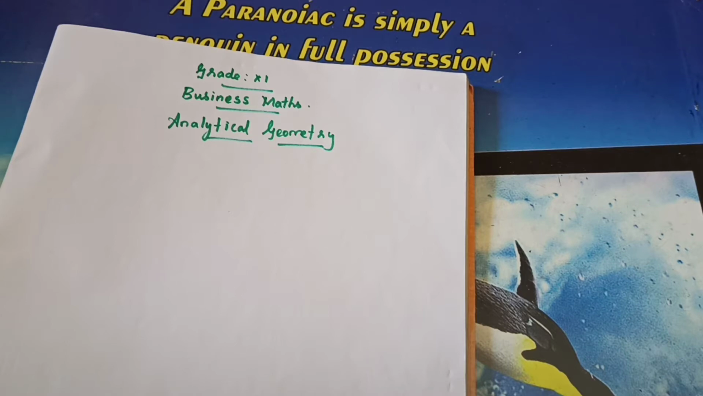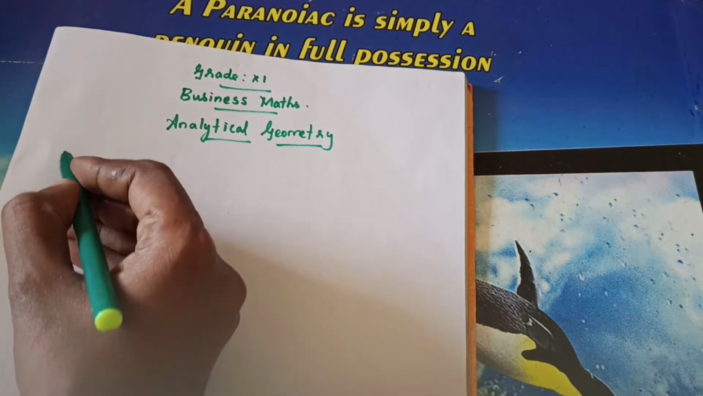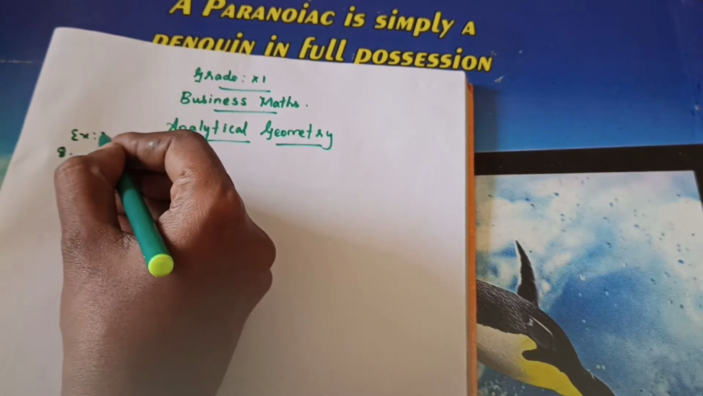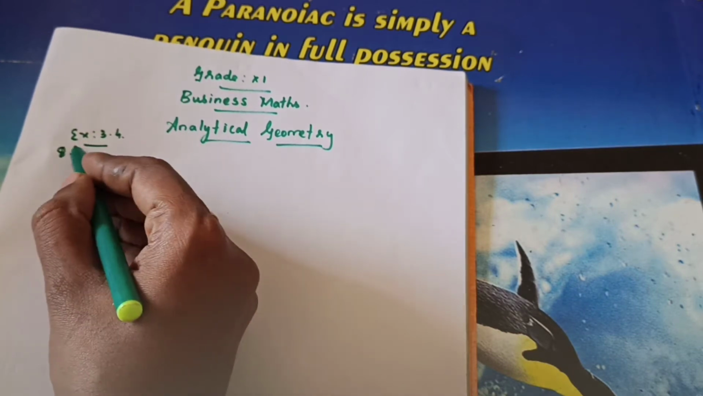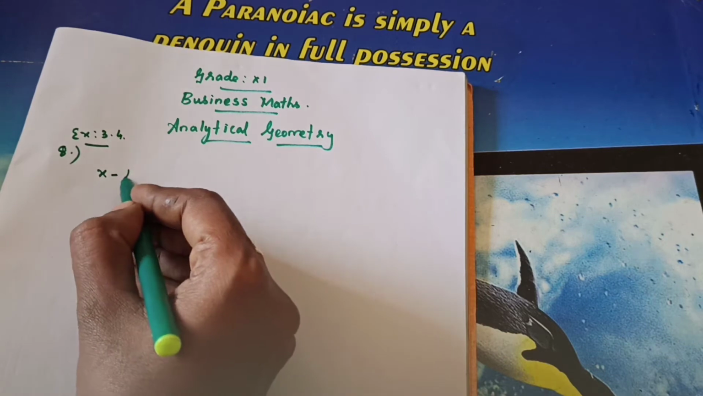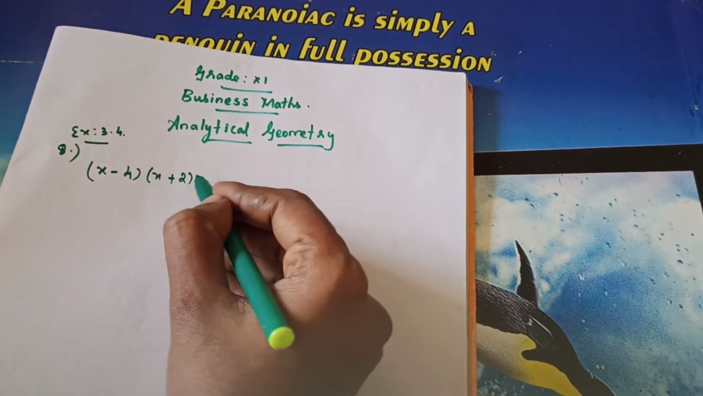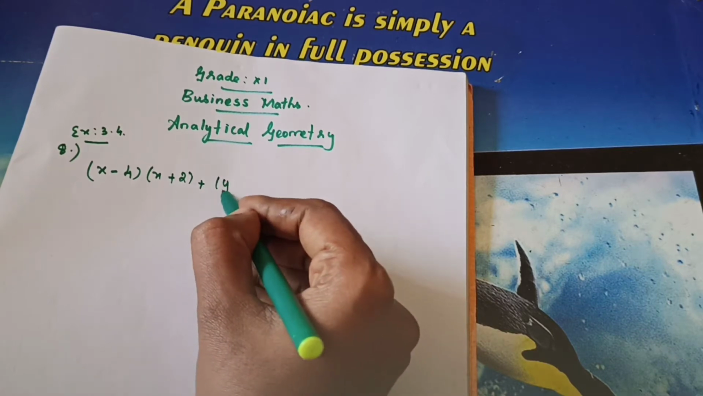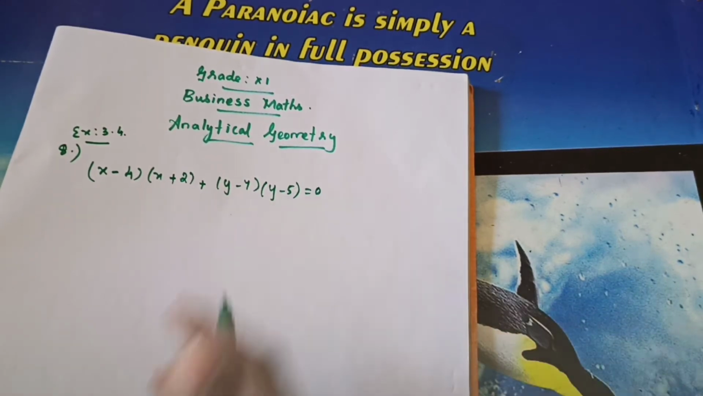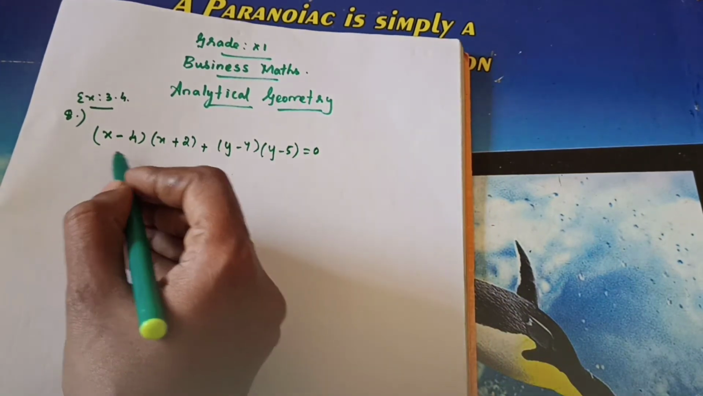Okay? Listen. In our last class, in exercise 3.4, 8th problem, the extremities equations I gave, and we stopped here. X minus 4 into x plus 2 plus y minus 7 into y minus 5 is equal to 0. Maybe you completed, anyhow I am repeating.